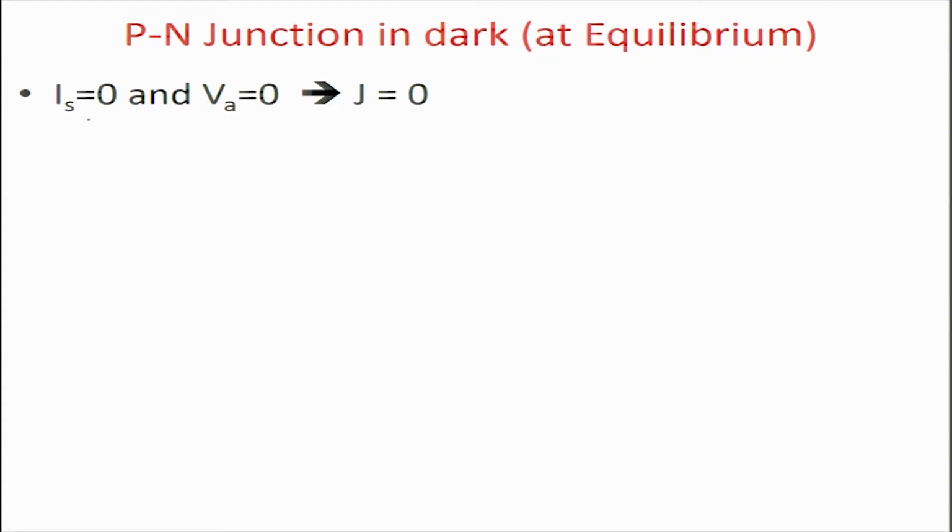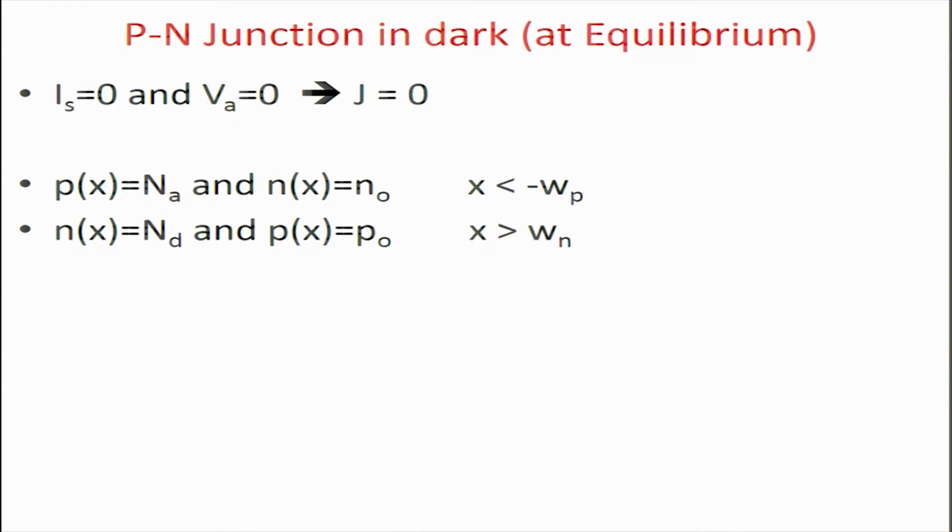So of course Is is equal to 0, Va is equal to 0, which means J should also be equal to 0, which is perfectly fine, and if you do that you will find that px is equal to Na and nx is equal to n naught for x less than minus Wp, and nx is equal to Nd and px is equal to p naught. So this is on the P side and this is on the N side.